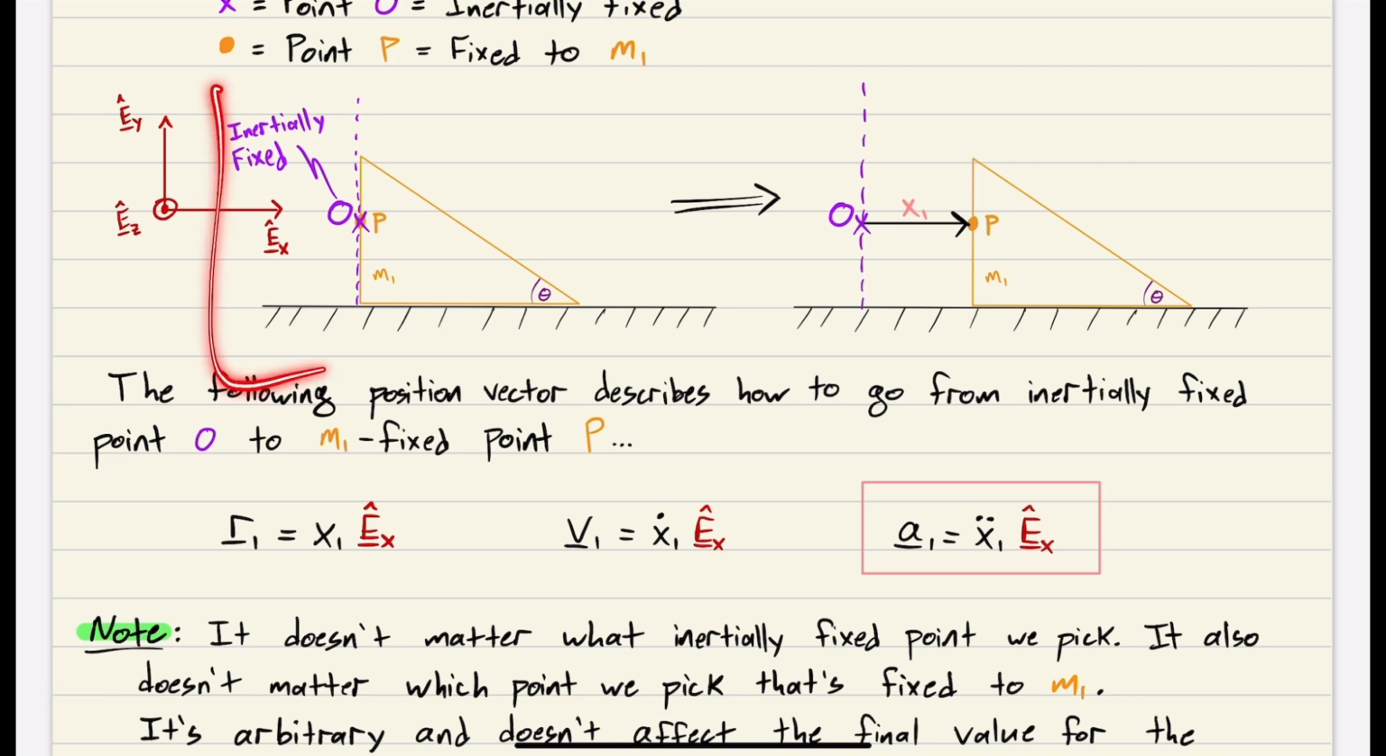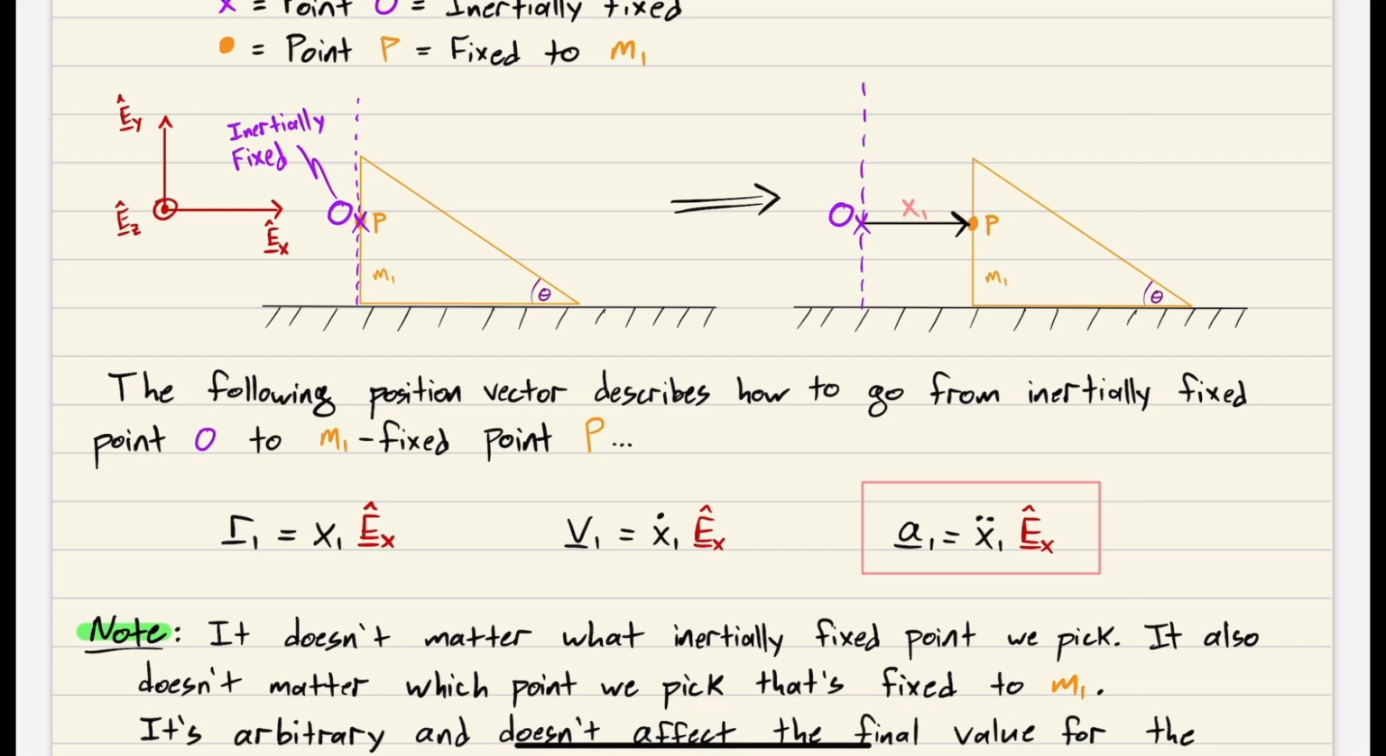I drew a T0 drawing over here where O and P are right on top of each other. And then after some time, the wedge is going to move some distance. It's going to move right, left, we don't care. It doesn't matter. And so over here, this shows after some time, the wedge has moved a distance of x1. So to get from O to P, we have to travel x1 in the EX direction. It does not matter what you pick for O and P, as long as O is fixed to ground and P is fixed to the wedge.